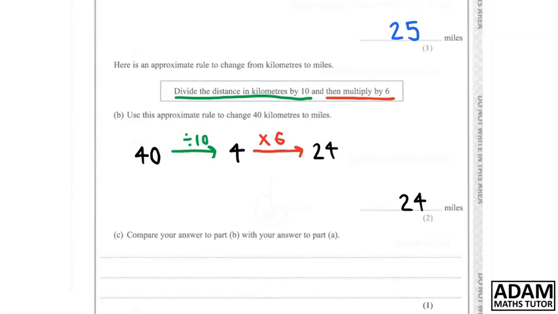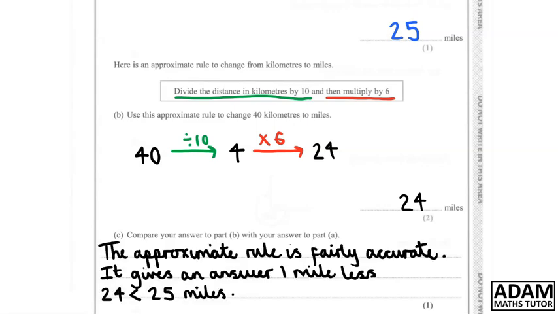Part C, compare your answer to Part B with your answer to Part A. The approximate rule is fairly accurate. It gives an answer 1 mile less. 24 is slightly less than 25 miles.